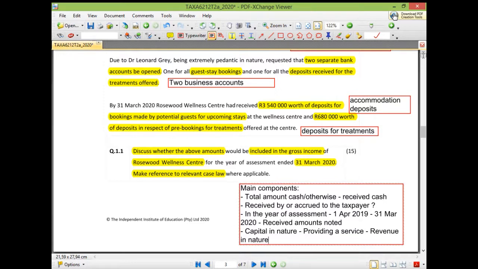For this type of question, because it's 15 marks and you have 2 types of deposits, you would briefly mention the total amounts, cash or otherwise, as well as the year of assessment and capital in nature. Because it would be exactly the same for all of them, you would only note it once, and the bulk of the discussion would fall over the received by or accrued to the taxpayer, because that is where the main issue lies: whether what we've received is actually received by or accrued to the taxpayer.